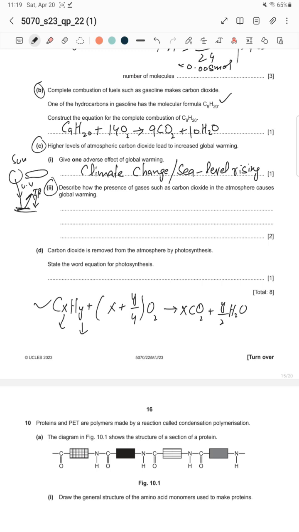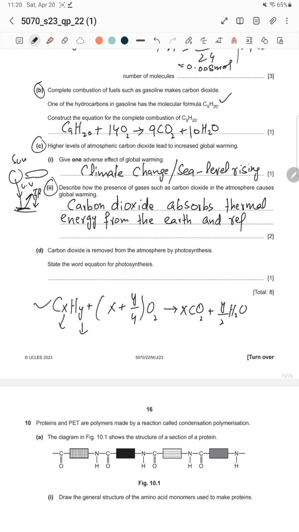So what happens? Carbon dioxide absorbs thermal energy from the earth and reflects back in form of IR, and stops the flow back to space.